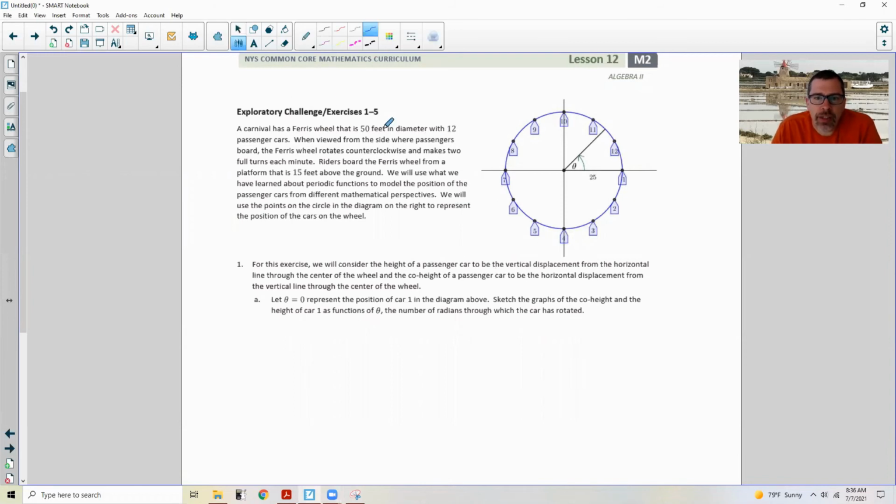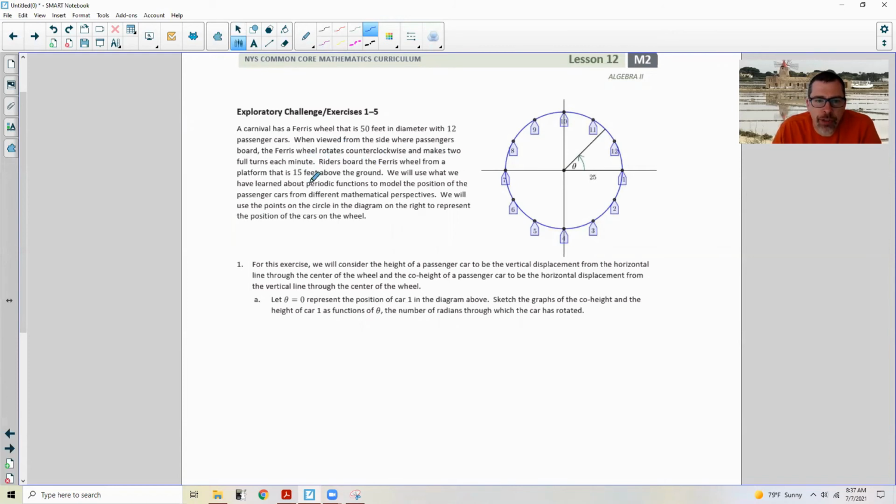All right, when viewed from the side on which passengers board, the Ferris wheel rotates counterclockwise. So the Ferris wheel is going this way. So car 1, then car 2 is going to come up to where car 1 is, and so on. And it makes 2 full turns every minute. So a half a turn or 1 full turn every 30 seconds. Riders board the Ferris wheel from a platform that is 15 feet above the ground.